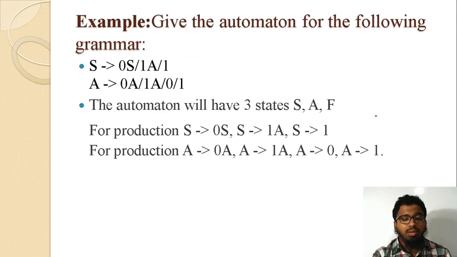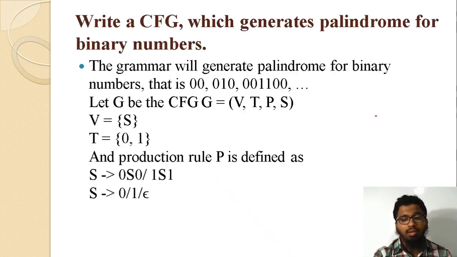Okay. In the next class we will see how to generate the graph from the grammar, finite automata, how to draw. Fine. So here also we already did this. What is given? Generate palindromes for the binary 0 0 0 1 0 0 0 1 1 0 0. For that you can take 0S0, 1S1, and for the terminal you can take 0 or 1 or epsilon. So this is about the CFG.